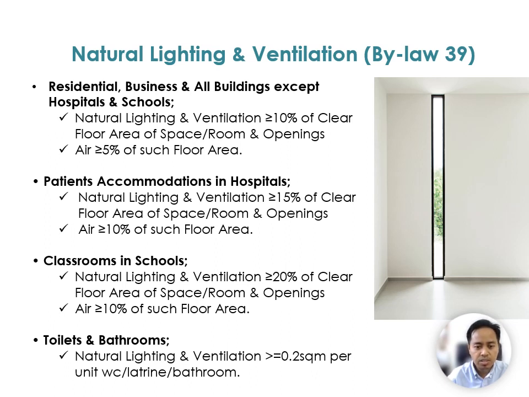In a patient's accommodation for hospitals, natural lighting ventilation should be bigger than 15% of the clear floor area of the space or room and openings, and air ventilation should be 10% or more of such floor area. Classroom in schools: natural lighting ventilation should be 20% of the clear floor area of the space or room and openings, and uninterrupted air passage should be more than 10% of such floor area. Whereby for toilets and all bathrooms, natural lighting ventilation should be more than 0.2 square meter per unit of WC, water closet, latrine, or bathroom.